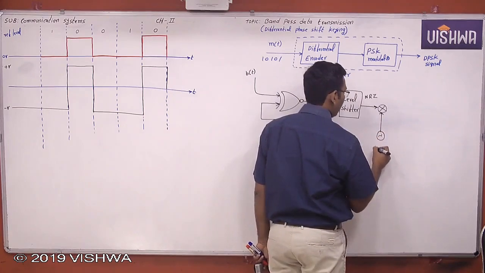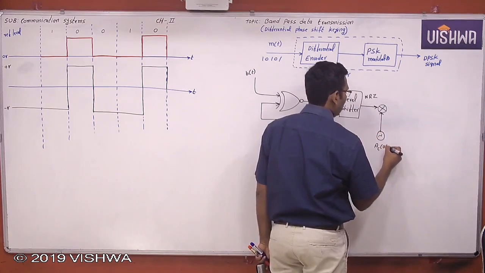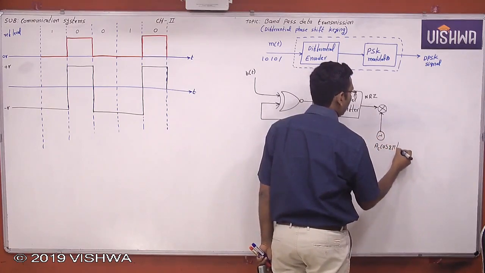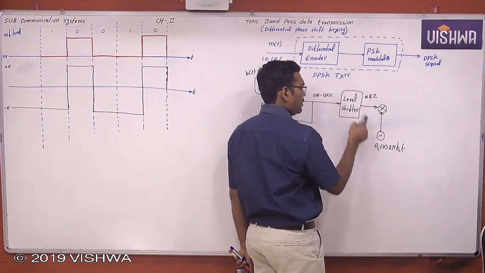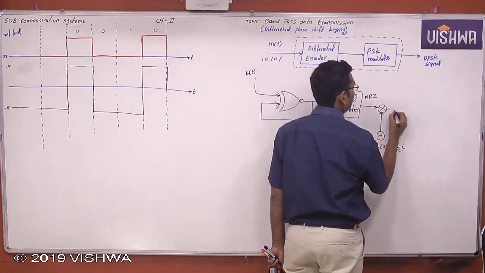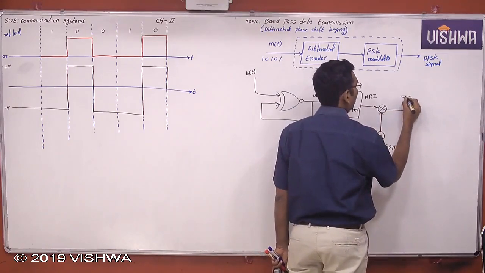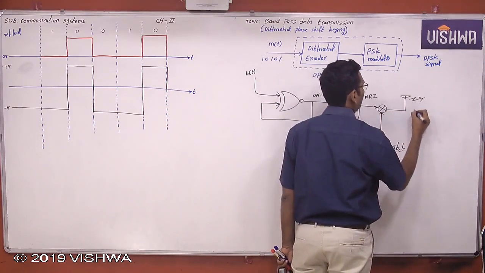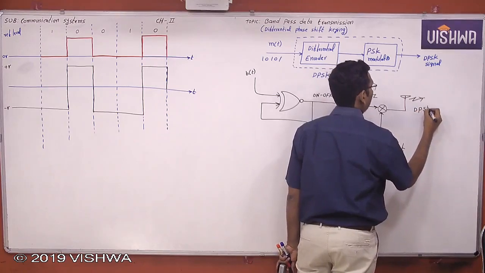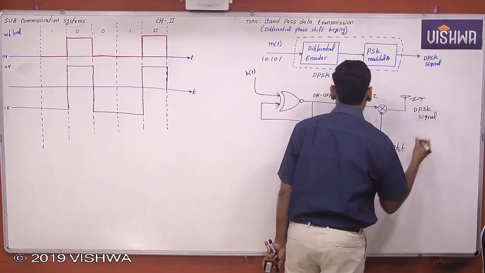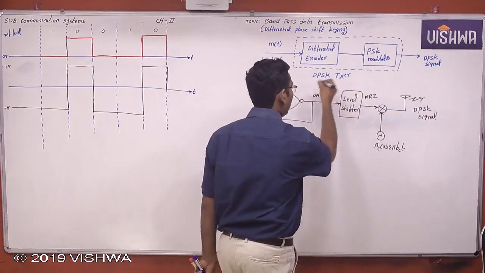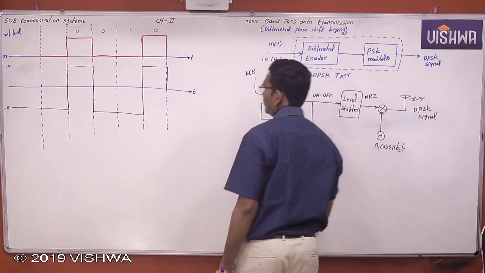Now this is a carrier, Ac cos 2 pi fc t, plus Ac cos 2 pi fc t, minus Ac cos 2 pi fc t. Definitely this is a PSK signal, but followed by a differential encoder. Therefore, this is called a DPSK modulated signal, and this is the DPSK transmitter portion.